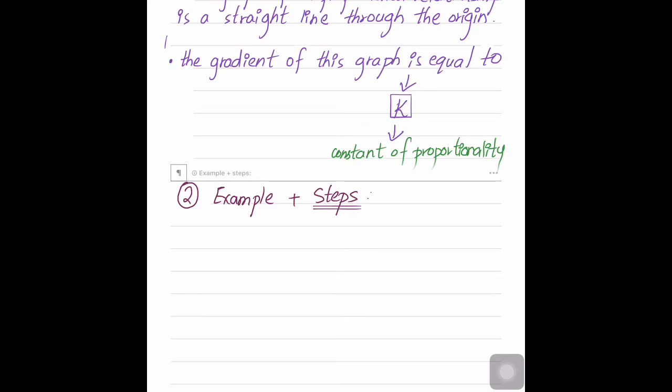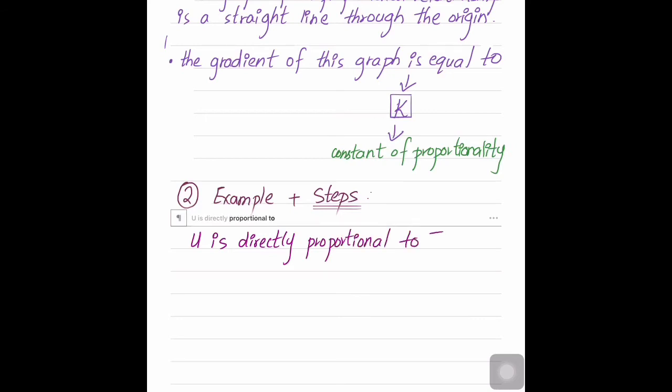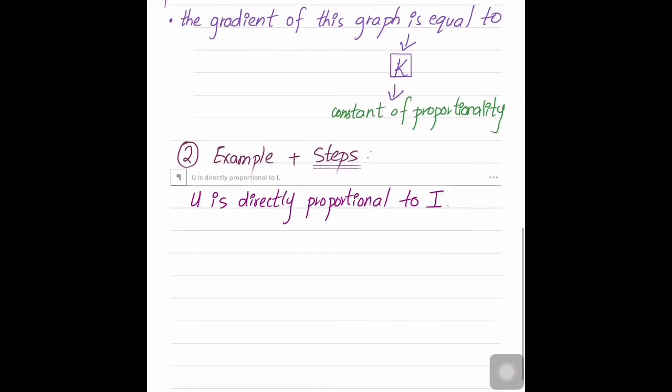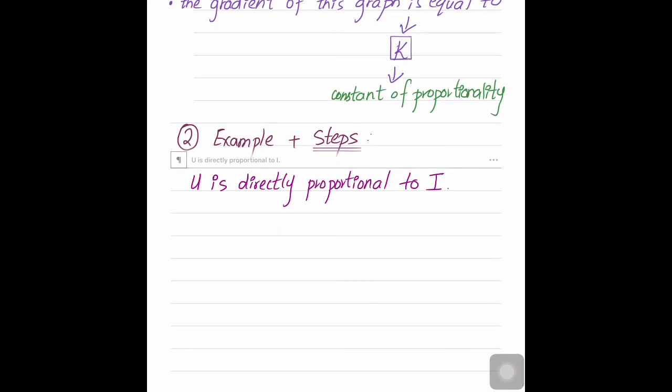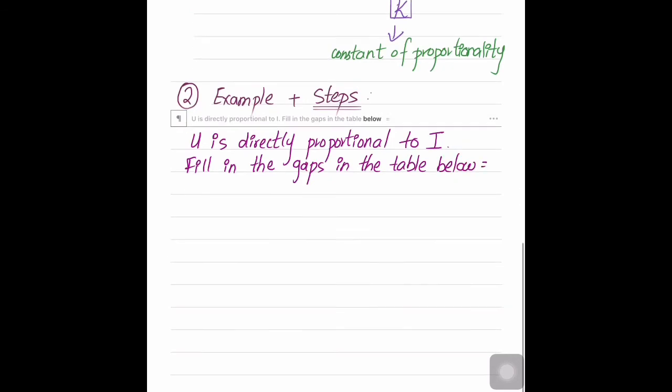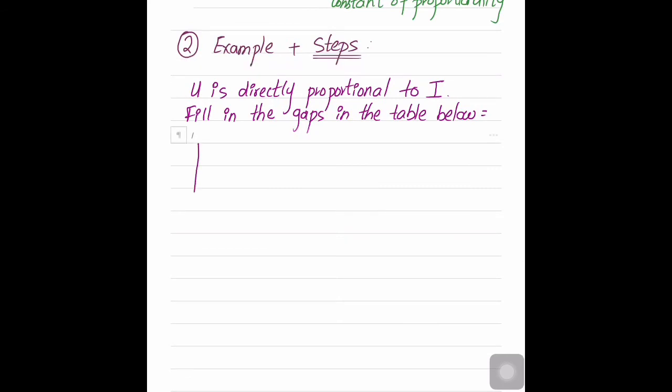Let's say that u is directly proportional to I. Now the question wants us to fill in the gaps in the table below. Let's do it. So let's make the table.